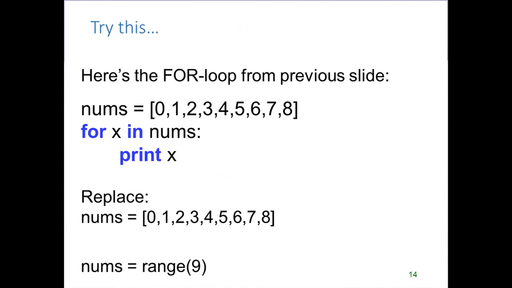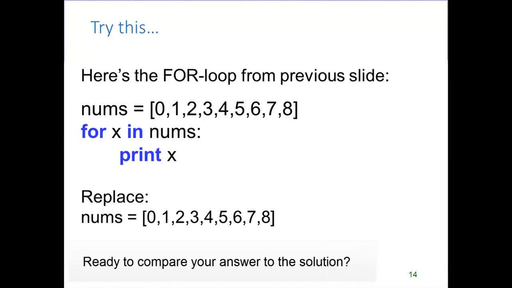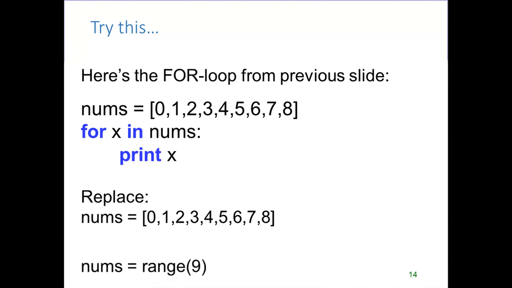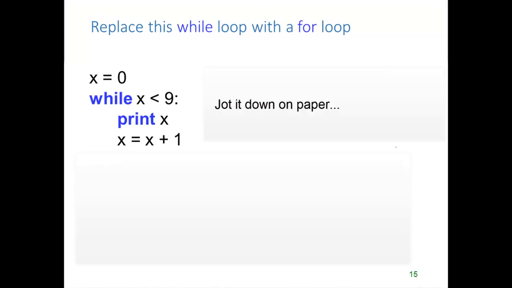Try writing this with a for loop, but replace nums equals 0 through 8 using the range function. So it should just be range of, you can do it that way. You could do 0, 9, 1, or you could do just range 9. Yeah. Okay, replace this while loop with a for loop using that range function.